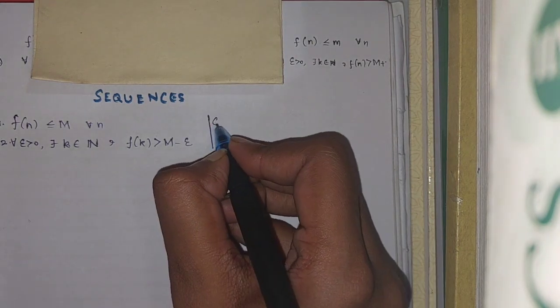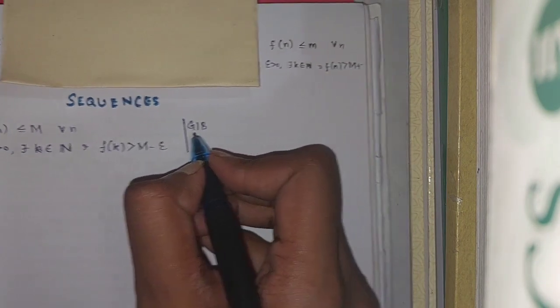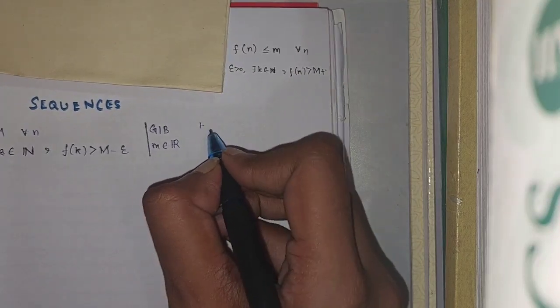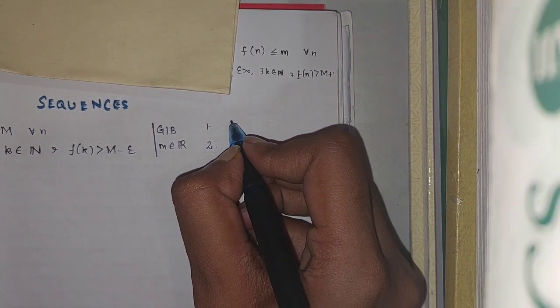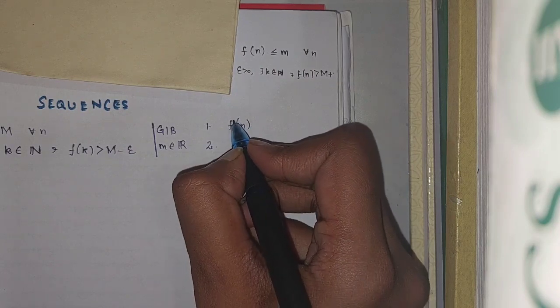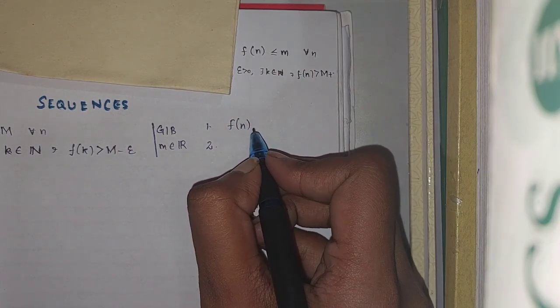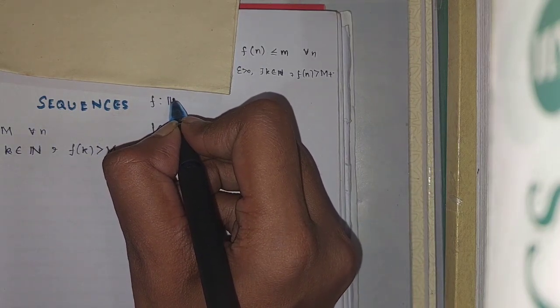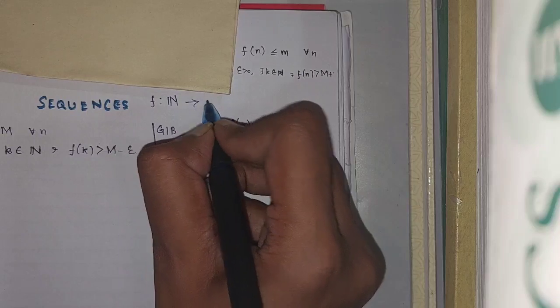Similarly, you can write it for GLB. So here you are denoting GLB as small m, which belongs to the real numbers. It should satisfy these two properties. So the first property is on f of n, that is, the sequence images. So we can write that a sequence is nothing but f from N to R.